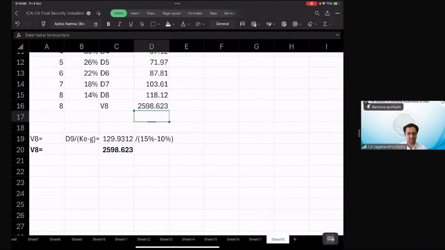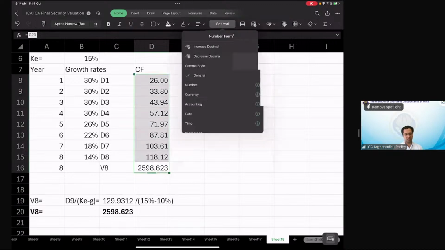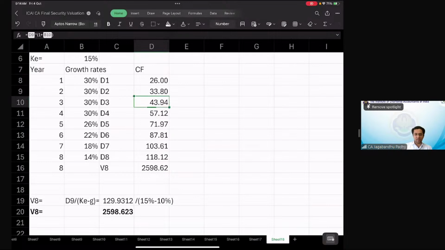And then what will be the next task? Once we have got the dividends and the value of the company in year 8, can you tell me what will be the next task to get the value of the share? What will be the next task to calculate the value of the share, guys? Simply, we have to take the present value of these cash flows. Correct, guys?